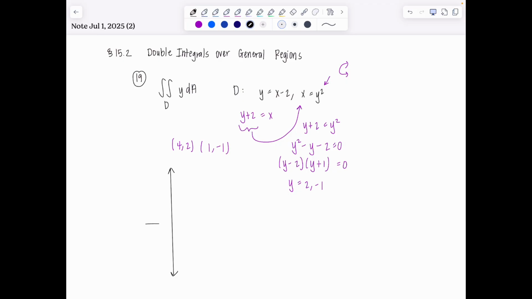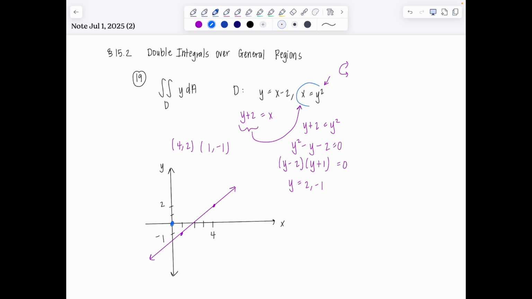Okay, so they want us to set up both, and then we're just going to evaluate the one that's easier. That's good. X, Y. 1, 2, 3, 4. 1, 2. So they intersect right there. And then also at (1, -1), they intersect. Okay, so here's the line. That looks terrible. Hold on. Here's the line. Beautiful. And then the parabola is going to go through the origin.